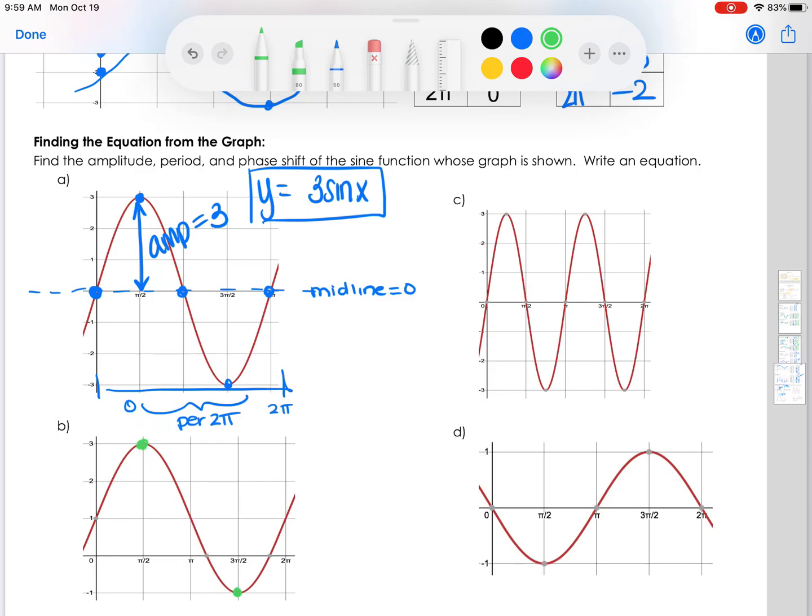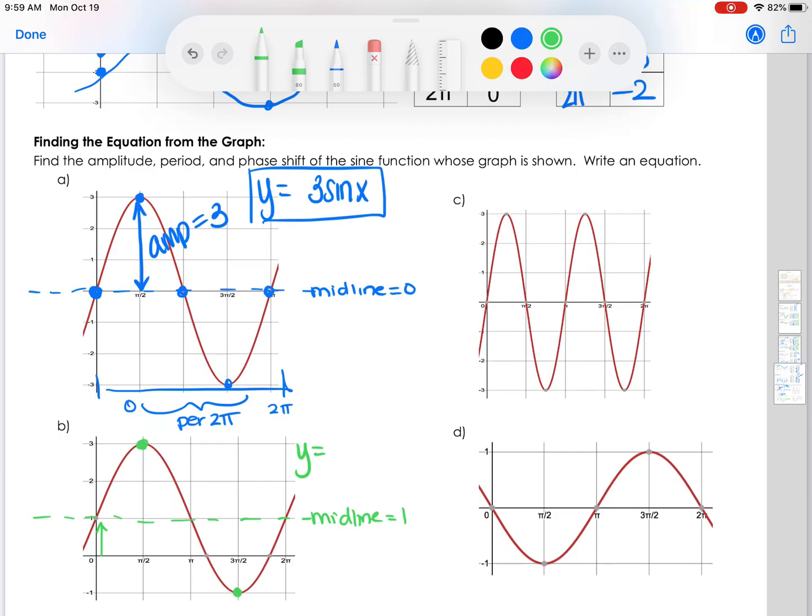Let's take a look at a little bit more complicated. So let's look at part B. My midline is no longer at 0. I see that I'm here at these 2 points. Halfway between would be my midline. So my midline is actually at 1. Okay. So what that means is that I have moved up 1 space. Everything is up 1 from the middle.